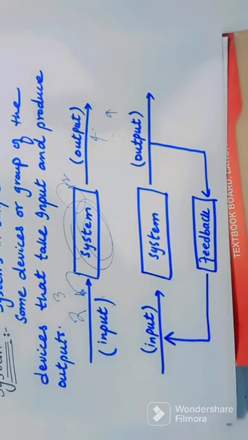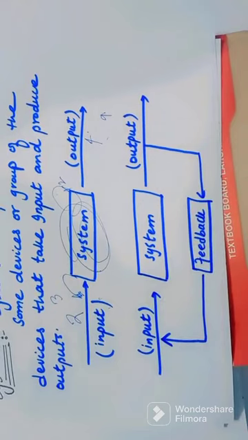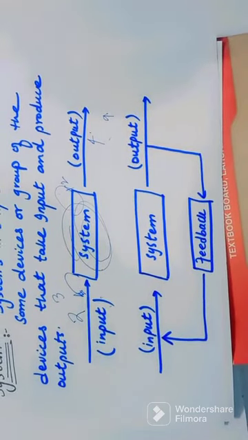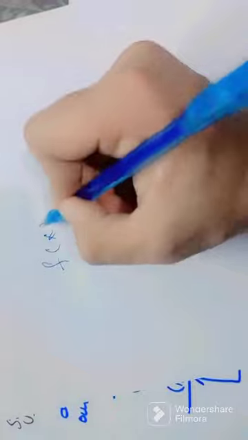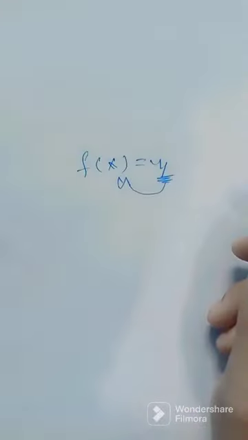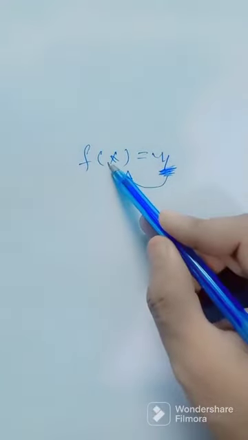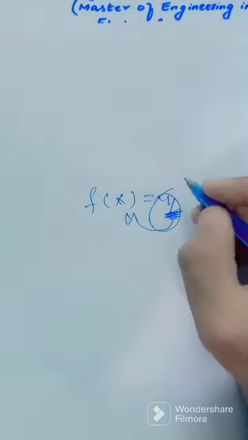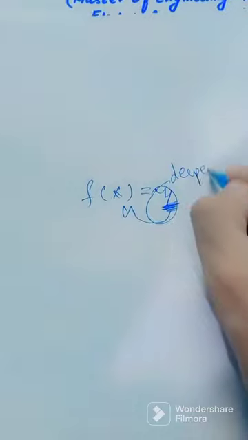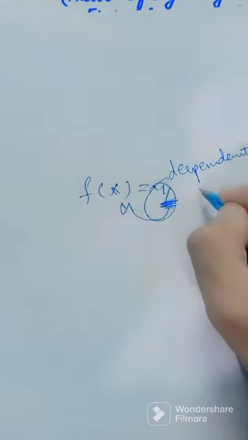Let me explain what a mathematical function is. A mathematical function is denoted by f of x equal to, let's say, y. That means the value of y depends upon this x. So the value of y depends upon the value of x. So this one is known as the dependent variable.